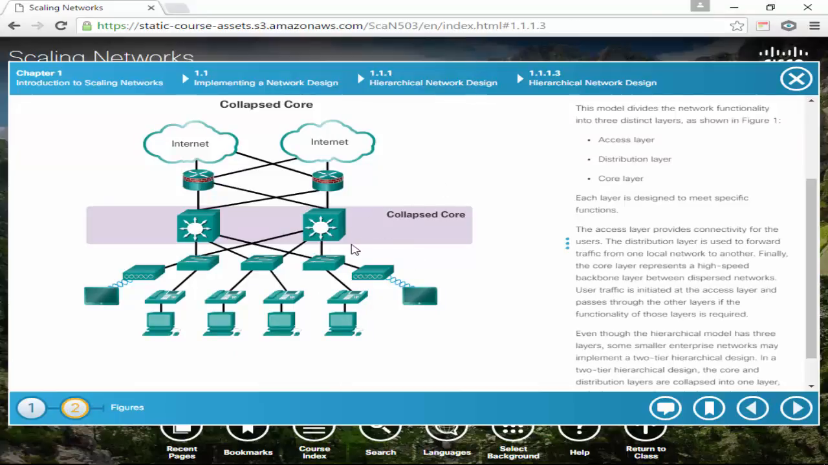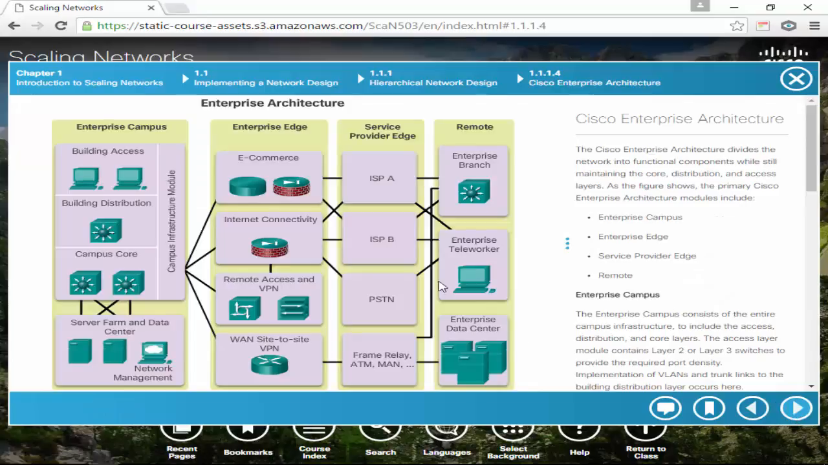So the collapse core, instead of having all that redundancy, we actually merge our distribution layer with our core layer. And so we have the distribution and the core layer all in one layer, so there's not just switches dedicated to high-speed switching. We still have our access layer, and so the core and the distribution, all of it's happening right here in the collapse core, and then we have our access layer doing the same stuff it was doing before. Alright, so let's keep moving.